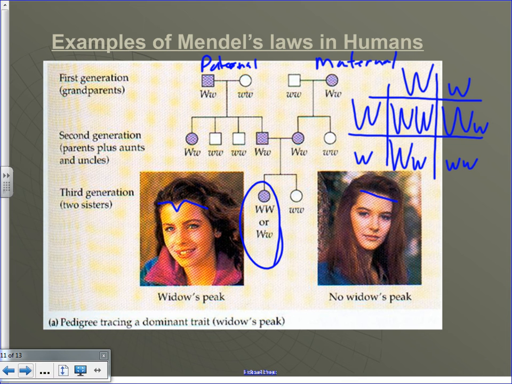We won't know whether the widow's peak is heterozygous or homozygous until what? Right, until she has kids. Then we'll be able to figure out whether she's heterozygous or homozygous, because she could be either one. There's no way for us to know until she has children. Is everyone following me on that? Philip?